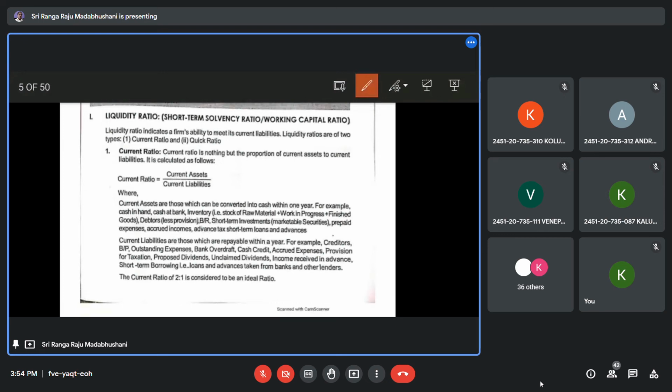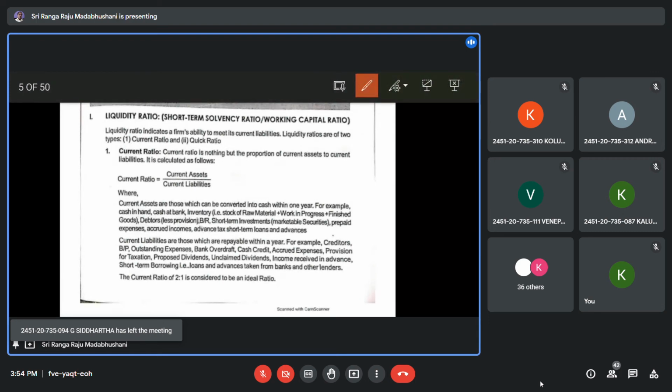You have to take this information if it is given in the question or in the balance sheet, and adding all this, you will get the sum, which is the current assets. Then current liabilities.